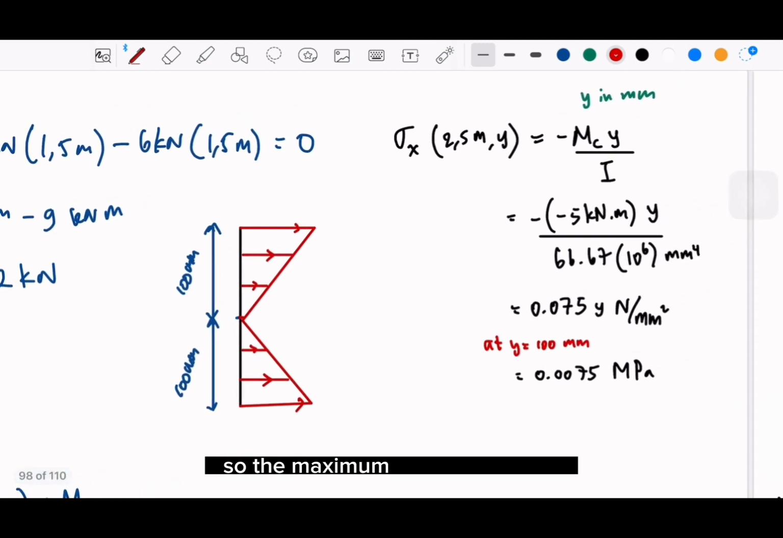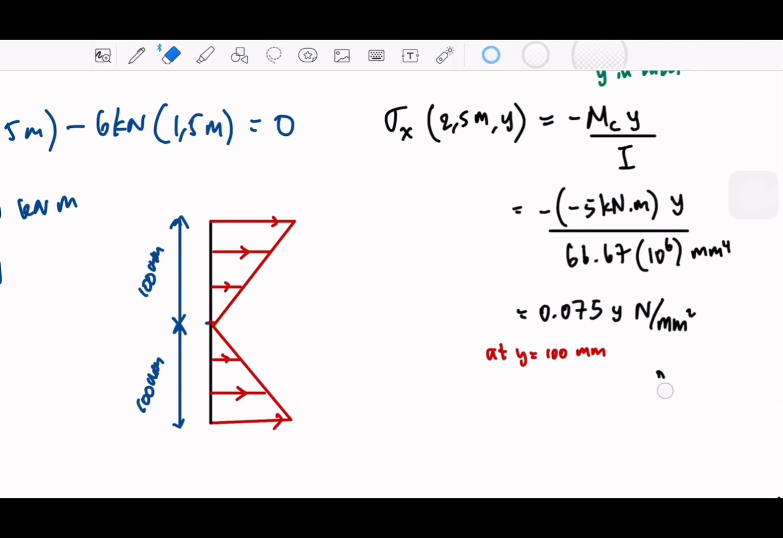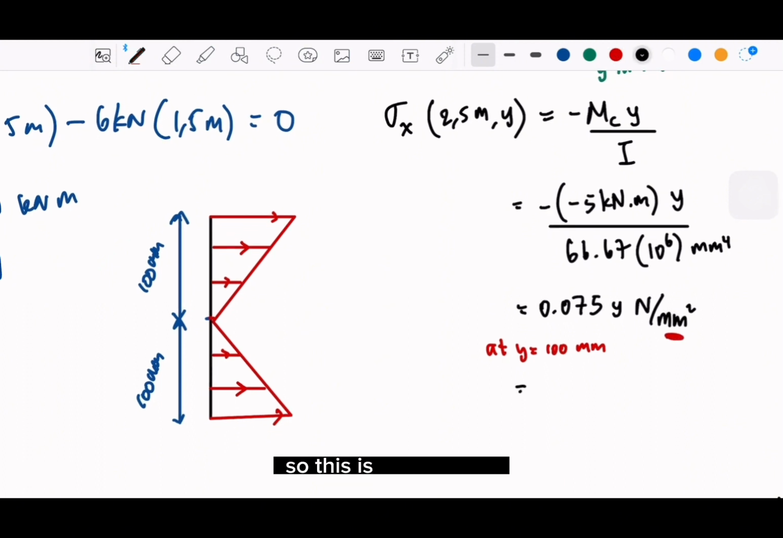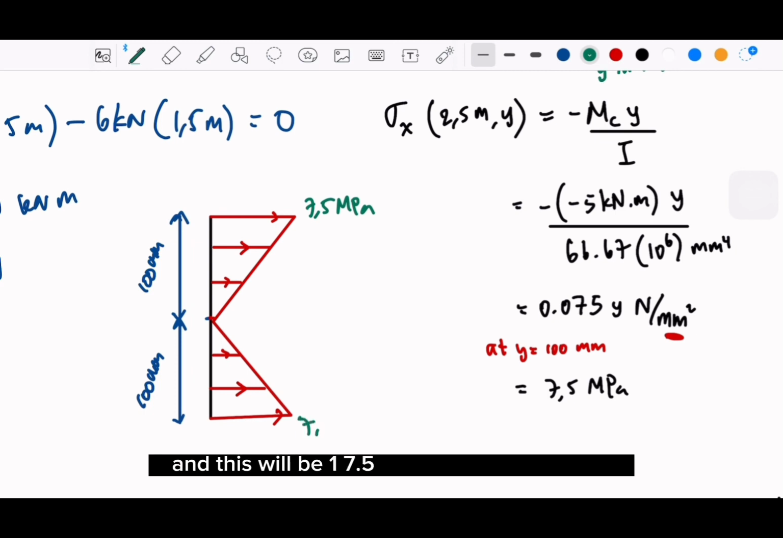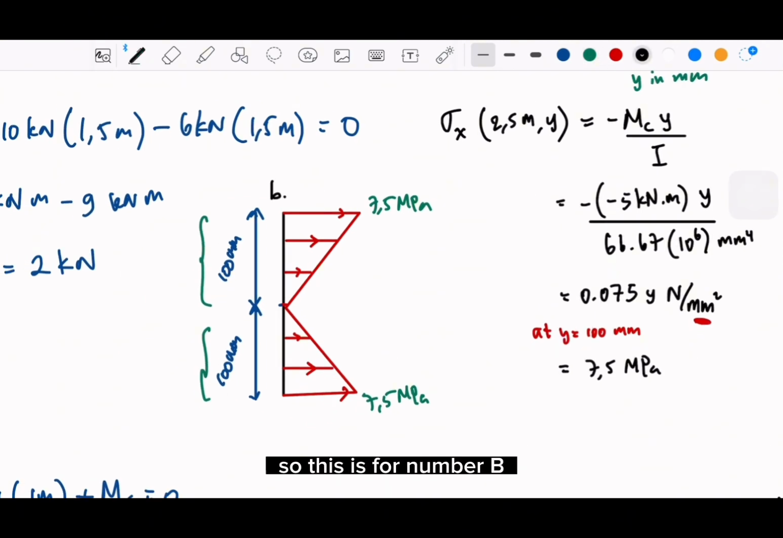So the maximum is 100 millimeter multiplied with our calculation here. Oh, I think I get it wrong here. So I think we just multiply with 100 because it's already in millimeter. So this is 7.5 MPa. So this will be 7.5 MPa, and this will be 7.5 MPa, okay, at the 100 millimeter, right? Okay, so this is for number B.